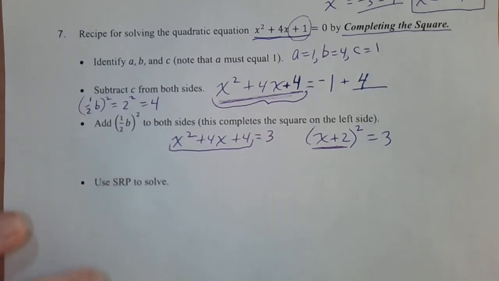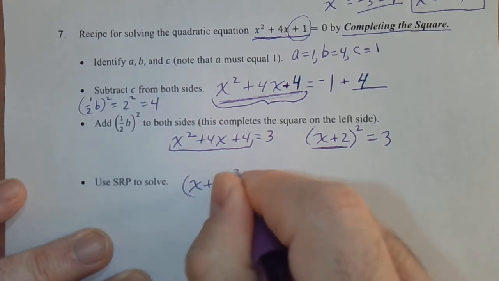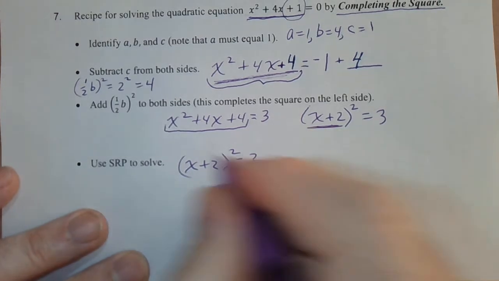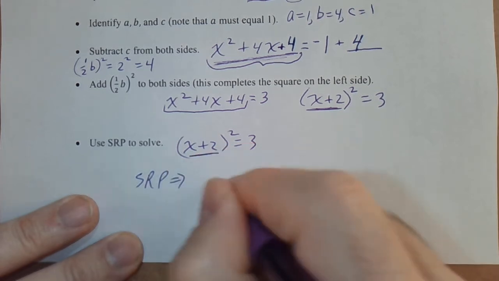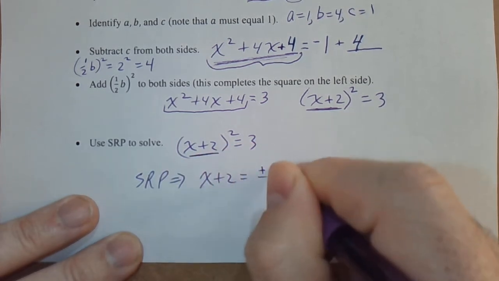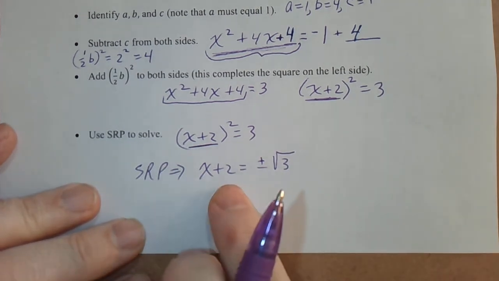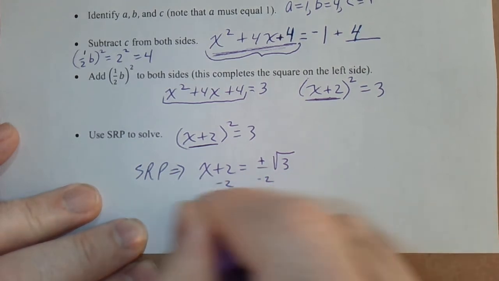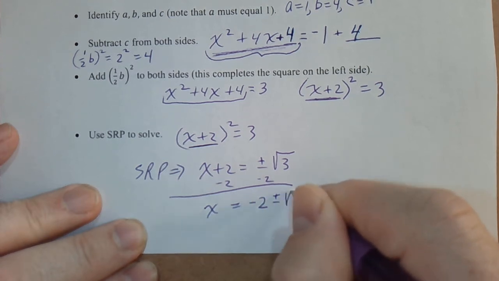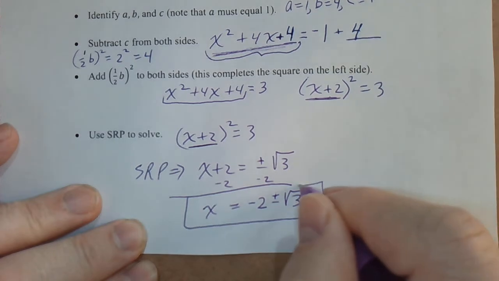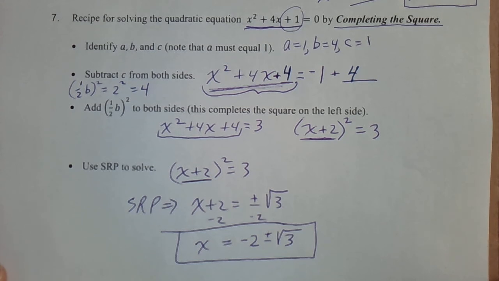Okay, now we use the square root property to solve this. So, I'll rewrite it. x plus 2 squared equals 3. The square root property gives us the following. This, without the square, is equal to plus or minus radical 3. And one more step and we're done. I'm going to subtract 2 from both sides. x equals negative 2 plus or minus radical 3. And that's the solution using the completing the square method, which we'll use again in the next video.